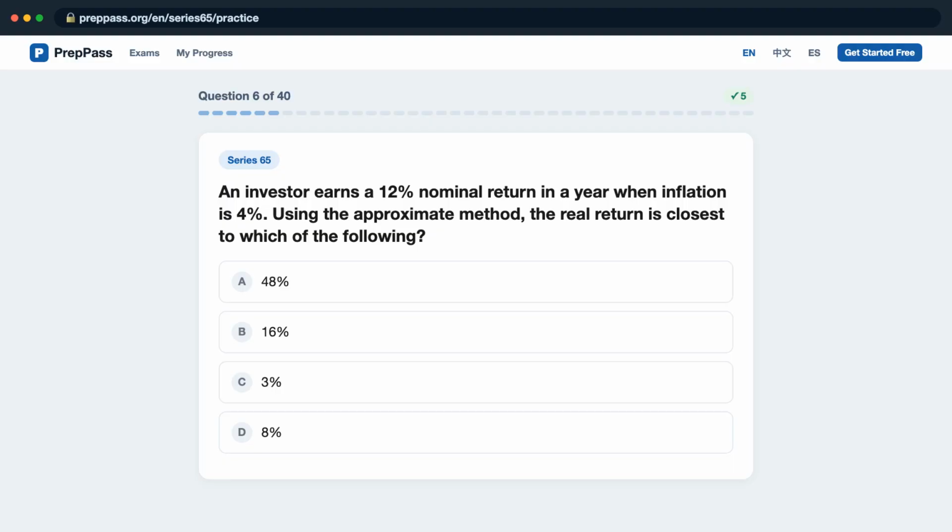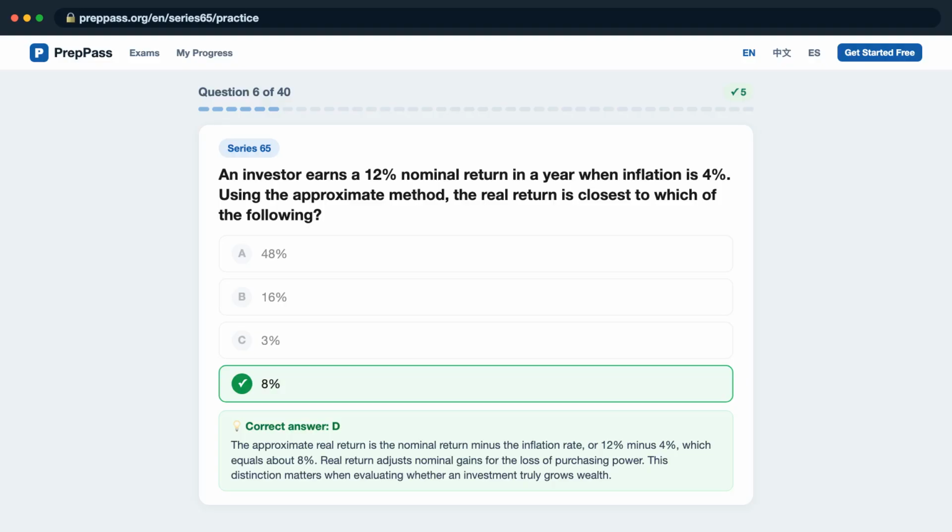Question 6. An investor earns a 12% nominal return in a year when inflation is 4%. Using the approximate method, the real return is closest to which of the following? Is it A, 48%, B, 16%, C, 3%, D, 8%? The correct answer is D.